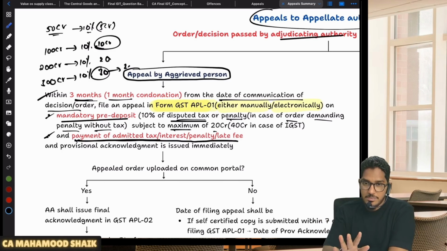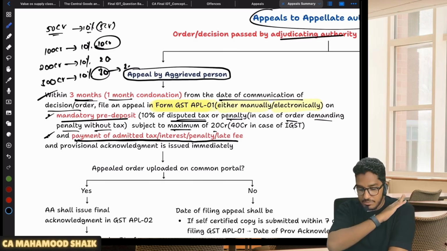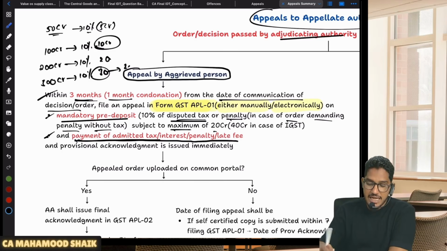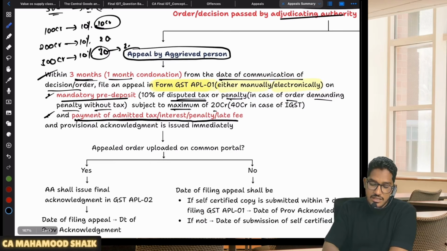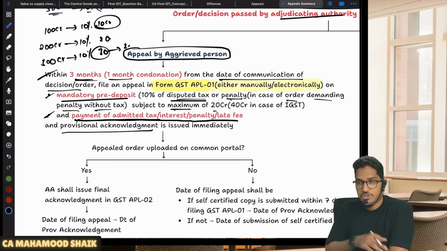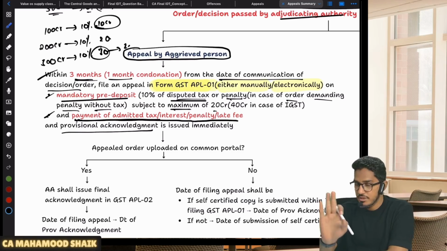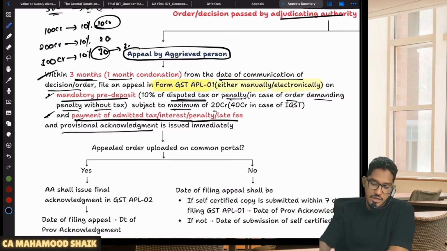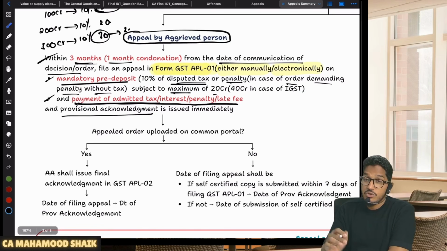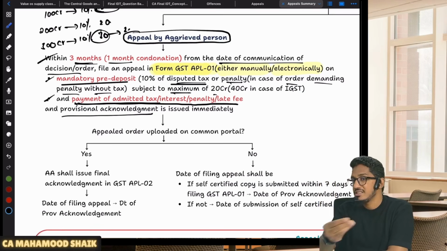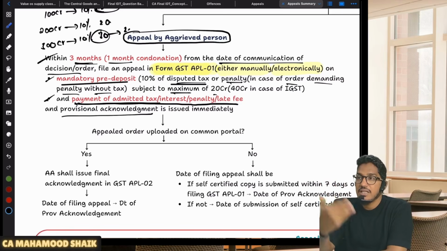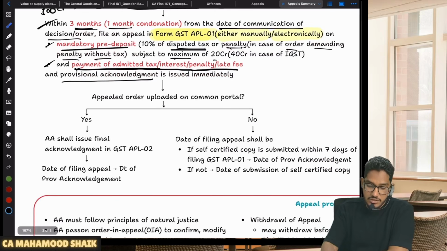So once you make a mandatory pre-deposit, once you pay your admitted tax, liability, penalty, late fee and all, then one provisional acknowledgement will be issued. What will be issued? One provisional acknowledgement. Now you have to get a final acknowledgement. This is just a provisional acknowledgement. You have to get one final acknowledgement. What is final acknowledgement? The department has accepted your application. That is final acknowledgement. Sir, when will you get that final acknowledgement?